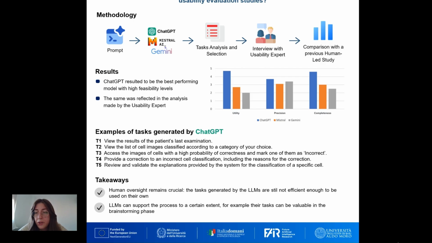For example, the first is: view the results of the patient's last examination. Second is: view the list of cell images classified according to a category of your choice, etc. Even if these tasks are different from those used in the human-led study, they can be considered a good result since they can be executed through the system's functionalities.